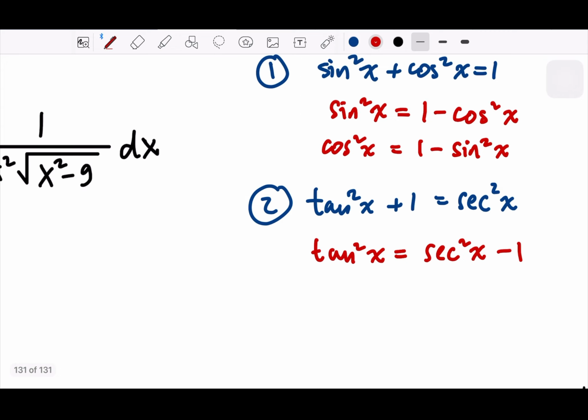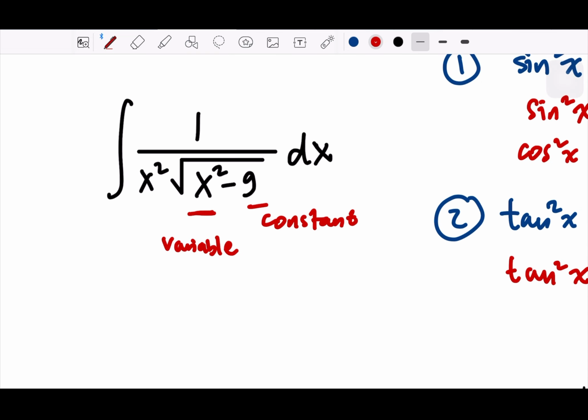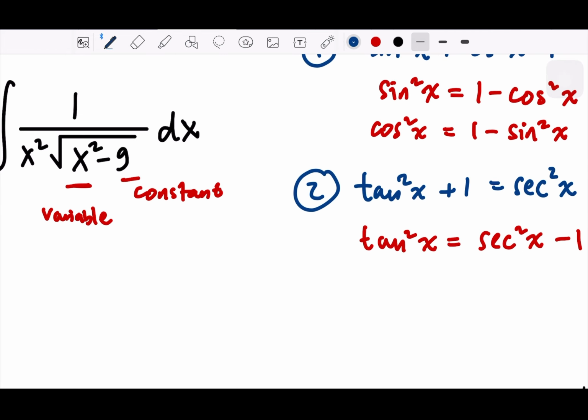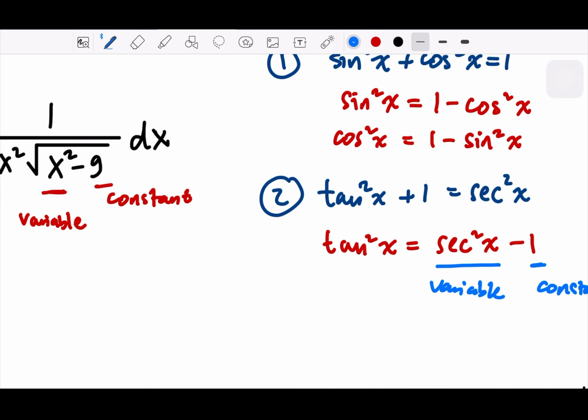Okay, so if we look at how it goes in this x squared minus 9, we could see that this x is like our variable, right? Variable. And this is a constant. And if we compare with the tangent identity, we also have a variable, but with a trigonometric secant, and this is our constant. And this has the same structure, variable minus constant, okay? x squared minus 9. Okay.